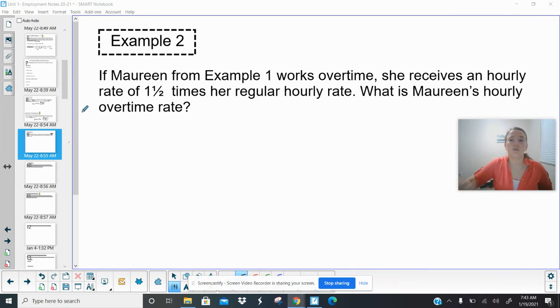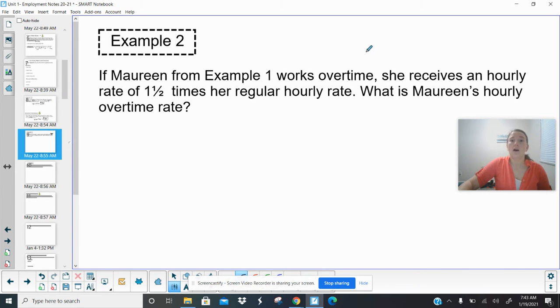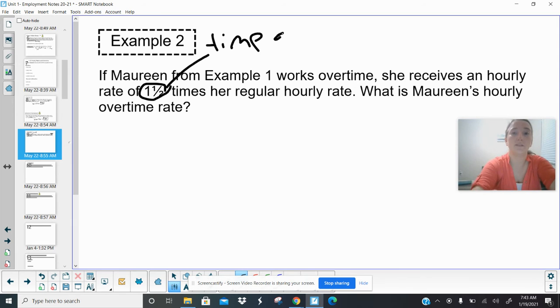So let's go ahead and talk through overtime now. Let's say Maureen from example 1, this Maureen right here, normally makes $9.70. That's her normal hourly rate. If she works overtime at her job, she receives an hourly rate of 1 1/2 times her regular hourly rate. Once again, this is what we call time and a half. 1 1/2 refers to time and a half.